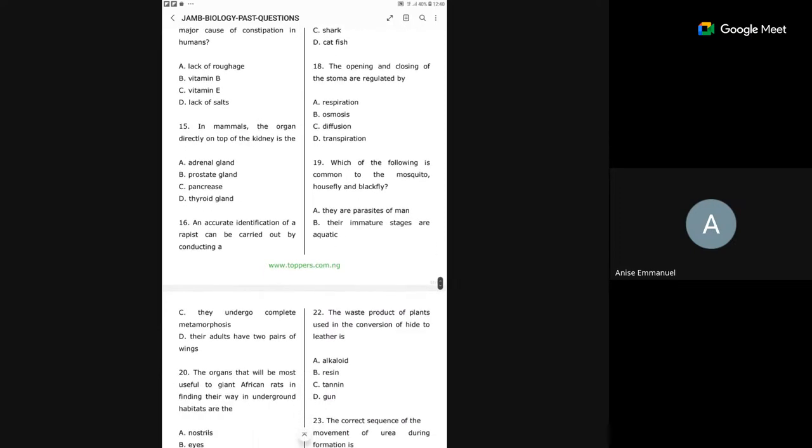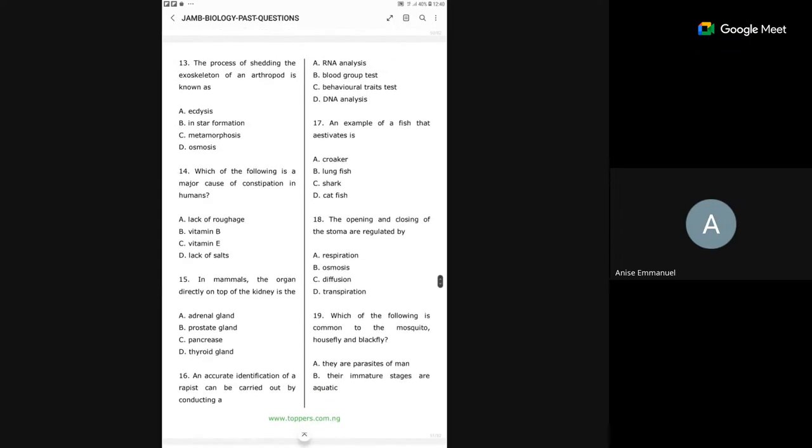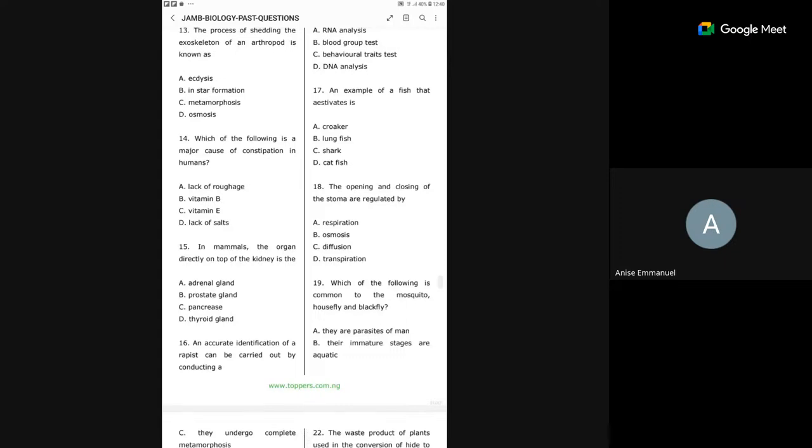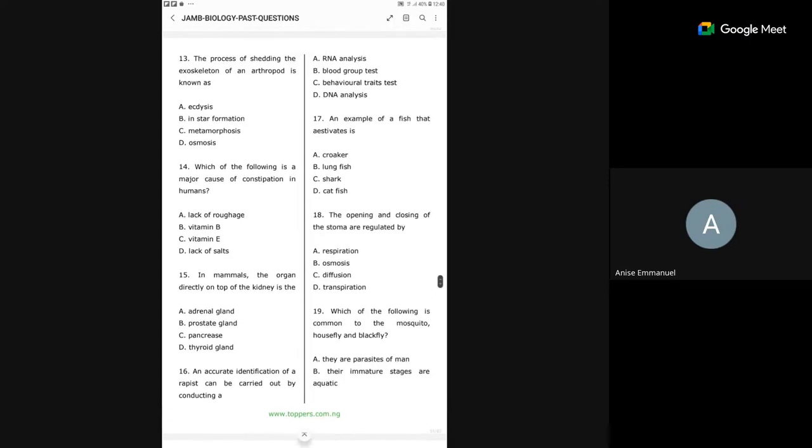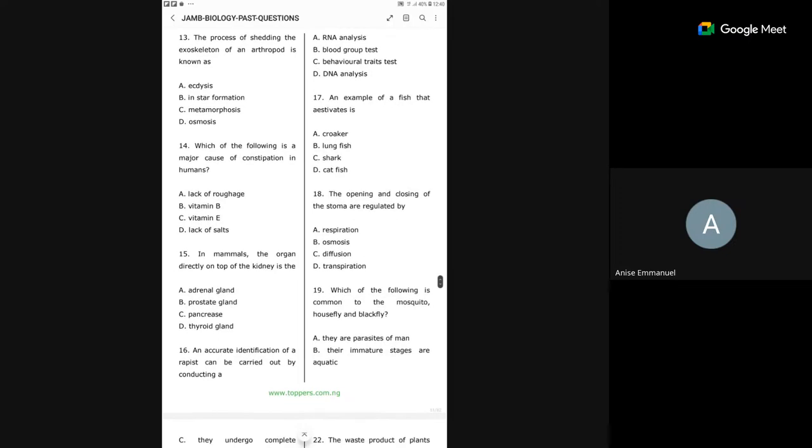We'll go to number 16. An accurate identification of a rapist can be carried out by conducting what tests? You want to identify somebody who has been raped and you want to know who did that. Is it RNA analysis, blood group test, behavioral trait test, or DNA analysis? What we have to do is simple. The person who has been raped has to be examined. The semen sample of the rapist will be taken, and we now go for DNA analysis. If that analysis matches that of a suspect, then the suspect is the rapist. That is how to identify the rapist: DNA analysis.